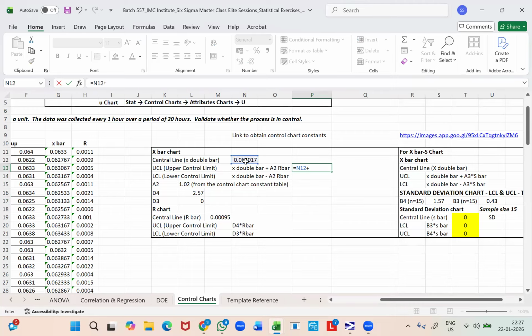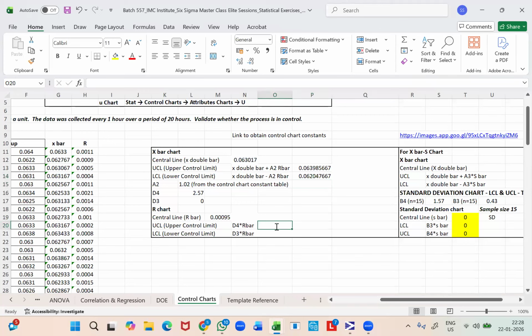So it will be X double bar plus A2, which is 1.02, into R bar. And then for the lower control limit, it will be X double bar minus A2 into R bar, right? And similarly for the R chart, the upper control limit will be D4 into R bar. So 2.57 into the center line, R bar value, and the lower control limit will be 0. So D3 into R bar. D3 is 0, and 0 multiplied by any value will be 0.